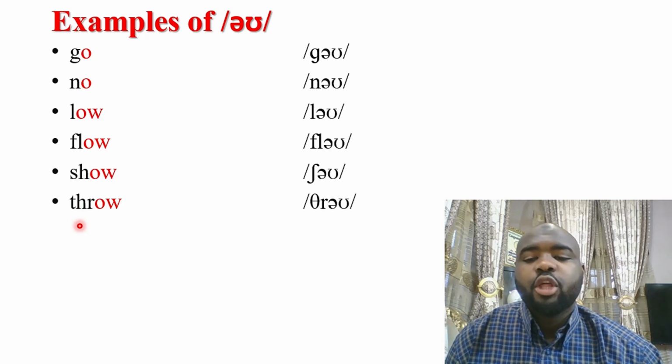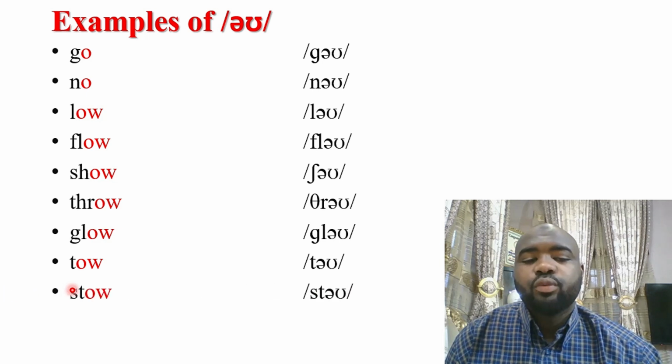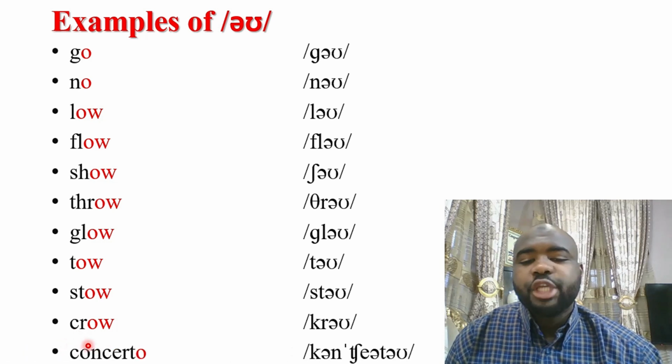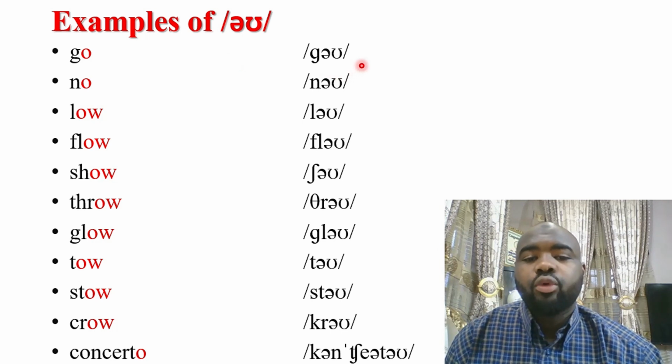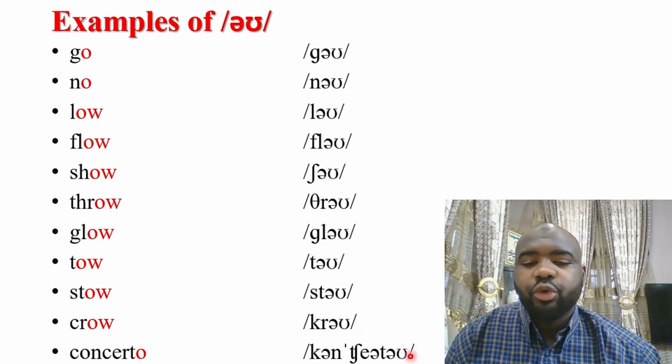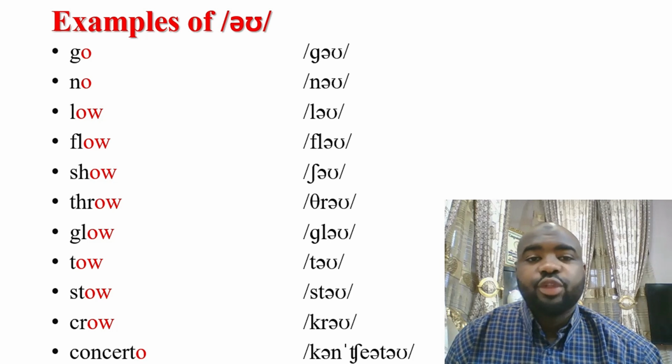Throw, glow, as in toe, stow, as in crow, and concerto. These are some of the examples of vowel diphthong U, O sound: go, no, low, flow, show, throw, glow, toe, stow, crow, concerto. Let's move on to the next category.